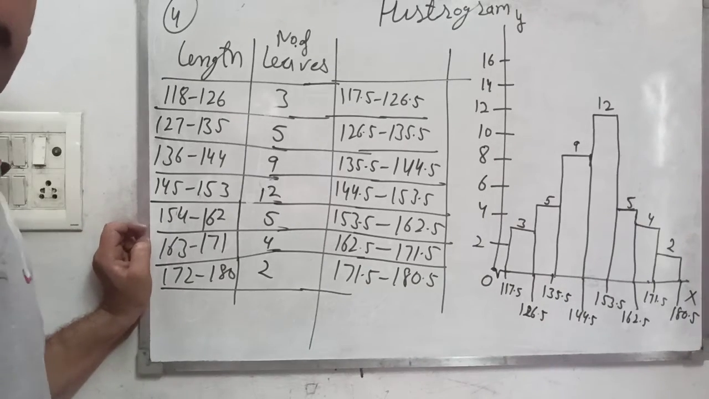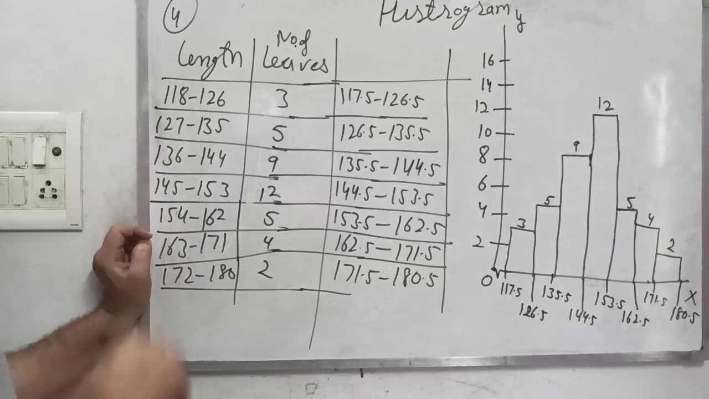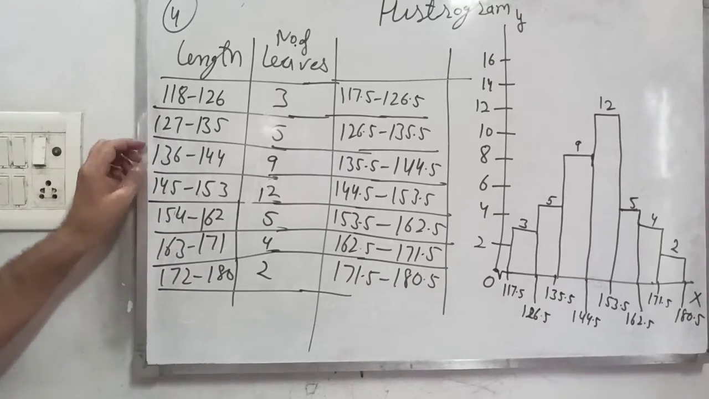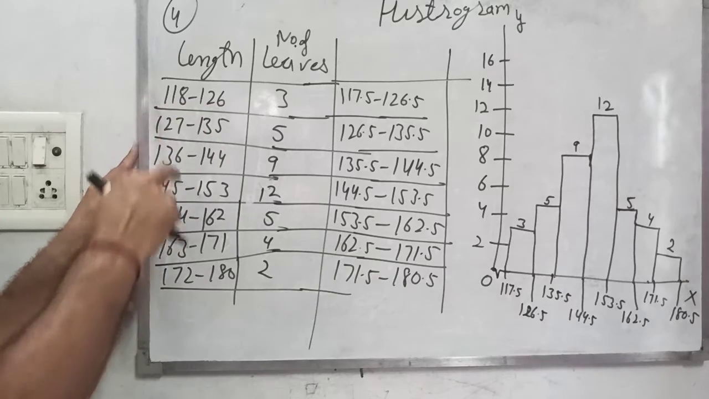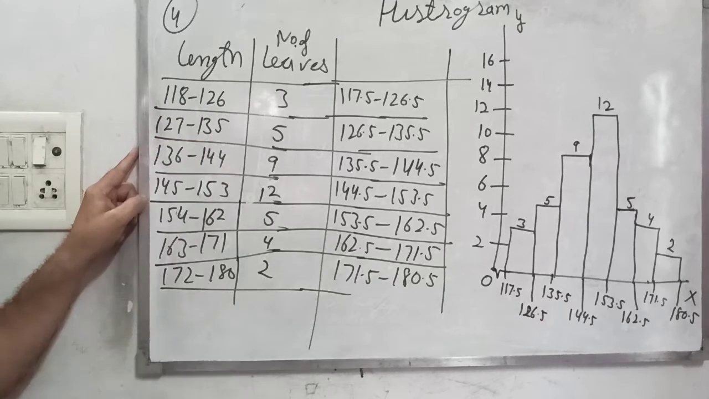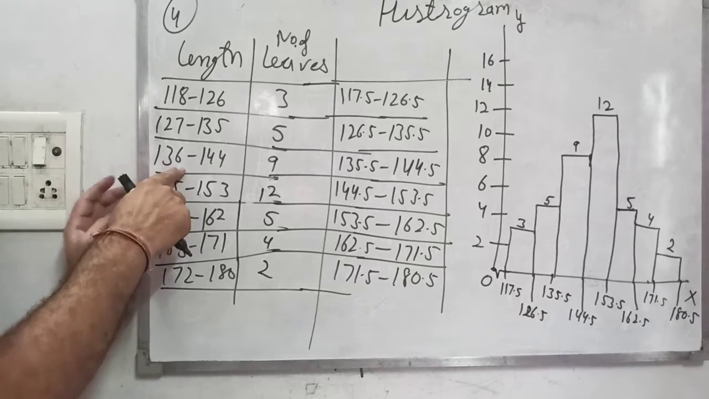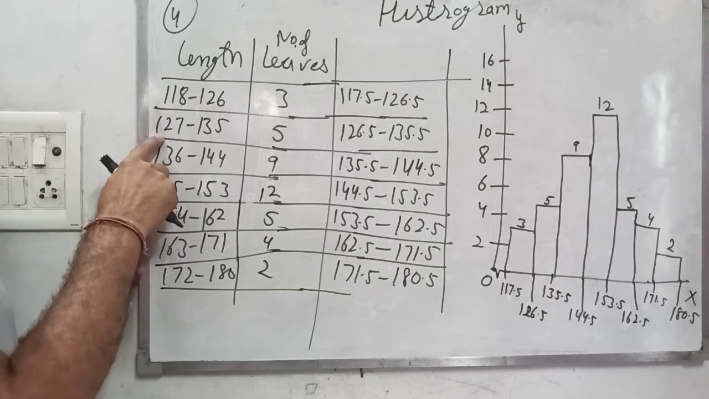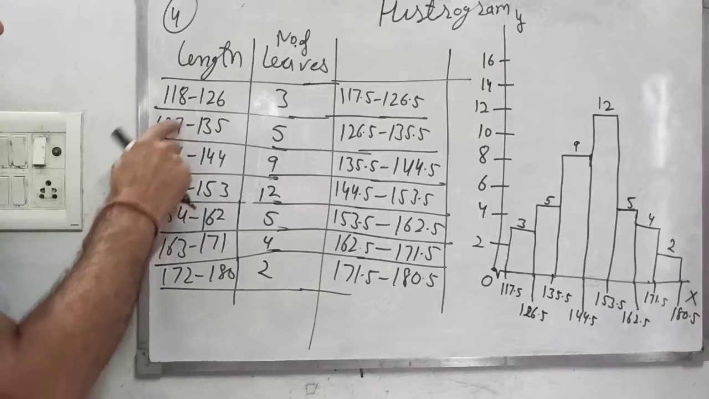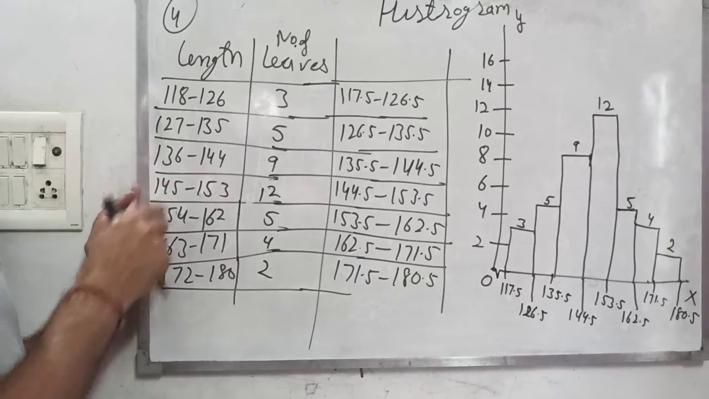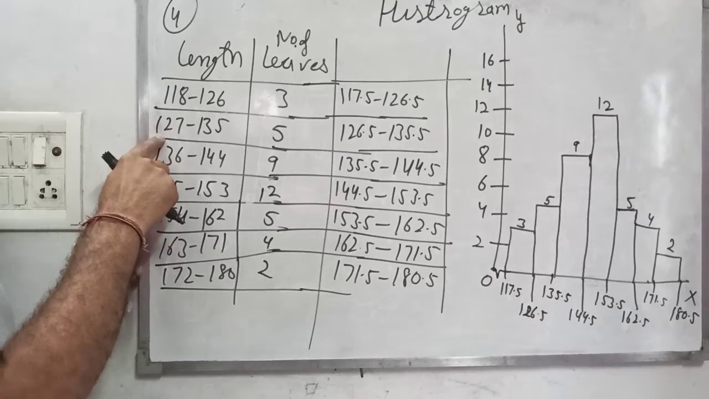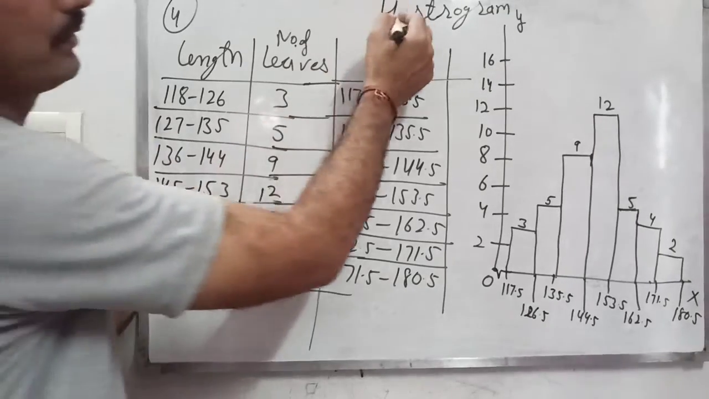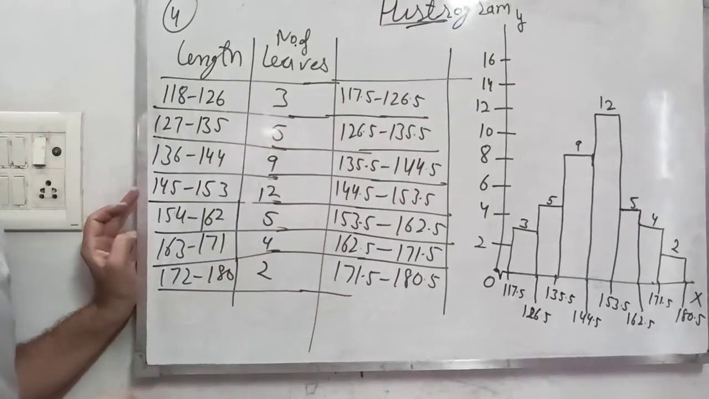Now come to the second question, question number 4. The length is given, and the intervals are given as 118 to 126, 127 to 135, and it starts from 136. Now there is a gap of 1, that is called the exclusive series. They end at 126 but the next starts from 127. But to make the histogram, we have to make an inclusive series.